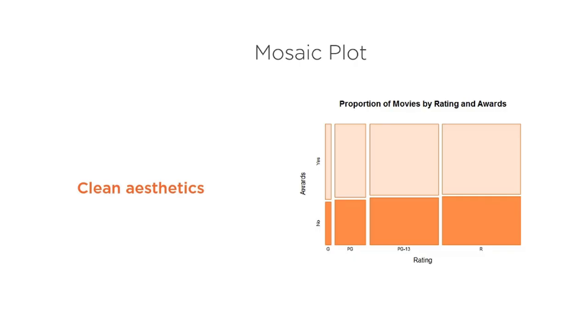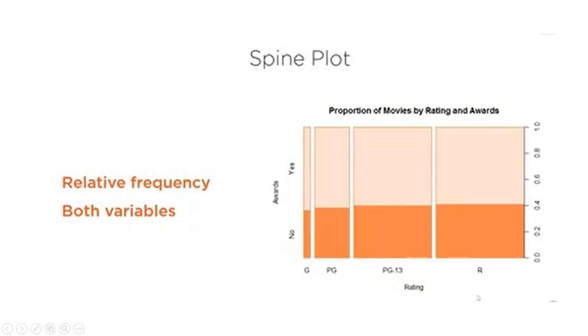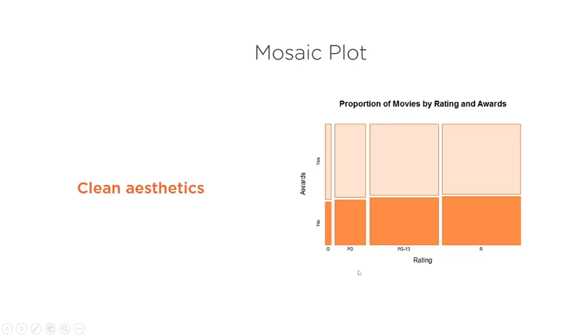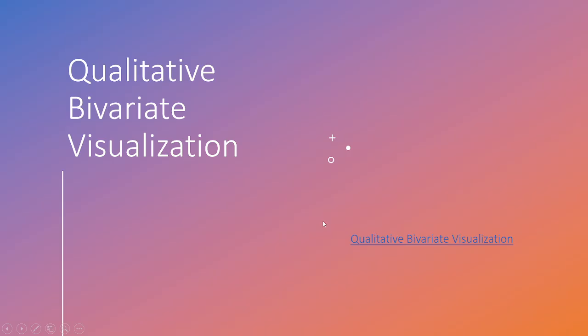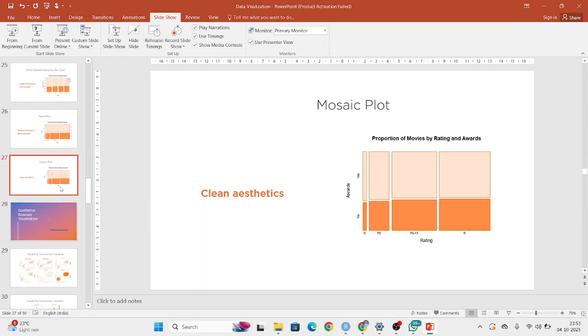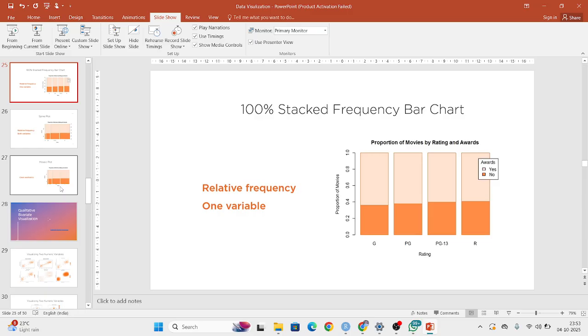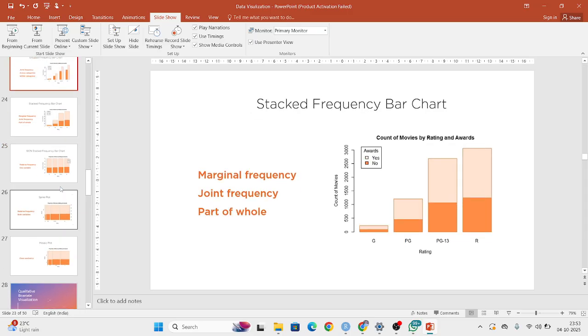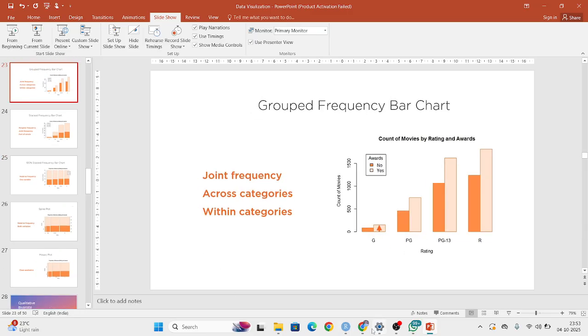In the mosaic plot, only the clean aesthetics are given here. Here that separation is not there. Here these are defined by adding this clean aesthetics. But most of the time we go with the previous plots only, that is the stacked one and the grouped bar. Let me show it.